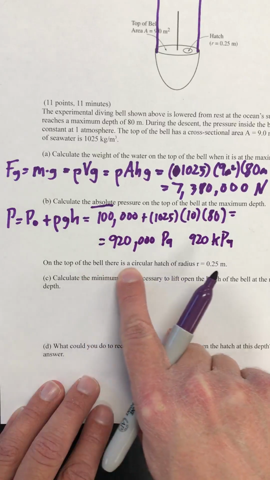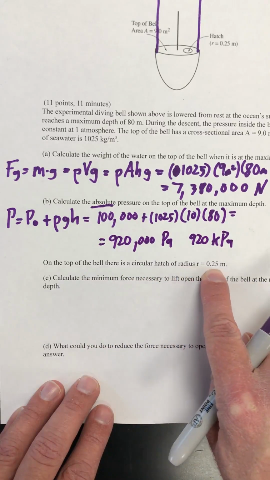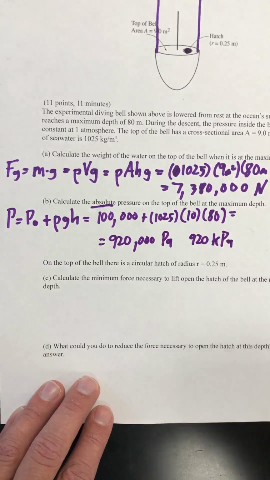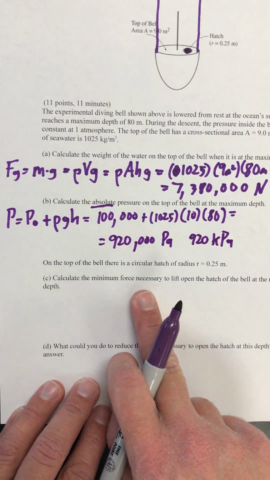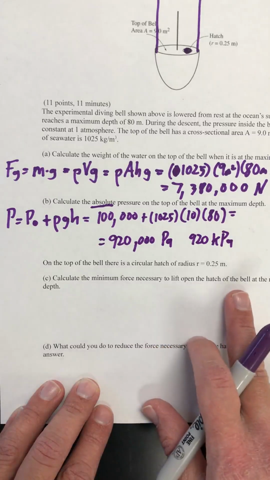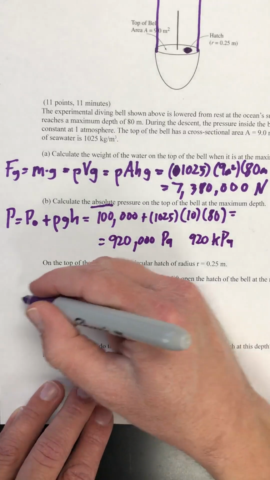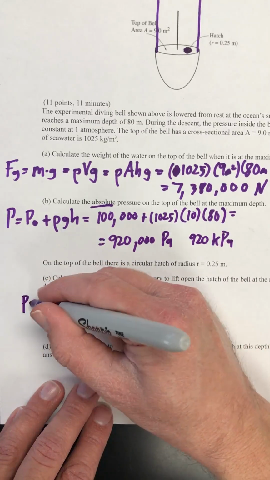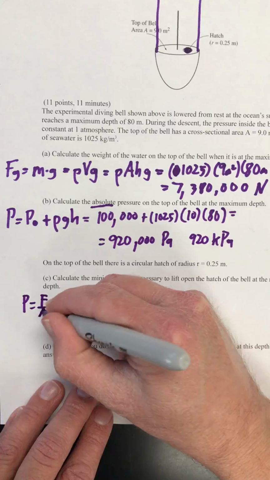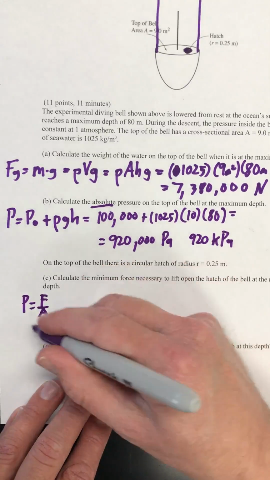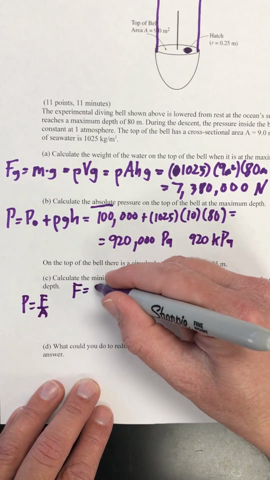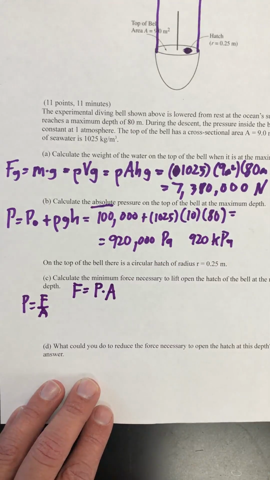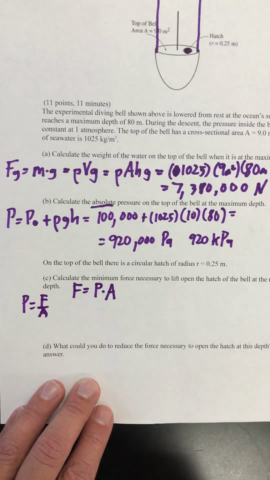On top of the bell, there's a circular hatch of radius r equals 0.25 meters. So here's the little circular hatch right there. Calculate the minimum force necessary to lift open the hatch of the bell at maximum depth. Well, you might start to think that you've got this pressure on top of you here, and you need a force to overcome that pressure outside the bell. So if I rearrange this equation, the force I'm going to have to exert is going to have to be equal to the pressure on top of that hatch times the area of the hatch there.